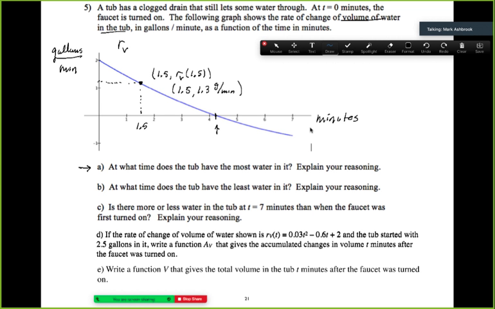So I think it helps to talk about the tub and the water like you would talking to your family members, standing in the bathroom. Why is this happening? Why does this graph make sense? Or how could it make sense? How could we make sense of this graph practically as we're sitting there staring at the bathtub?